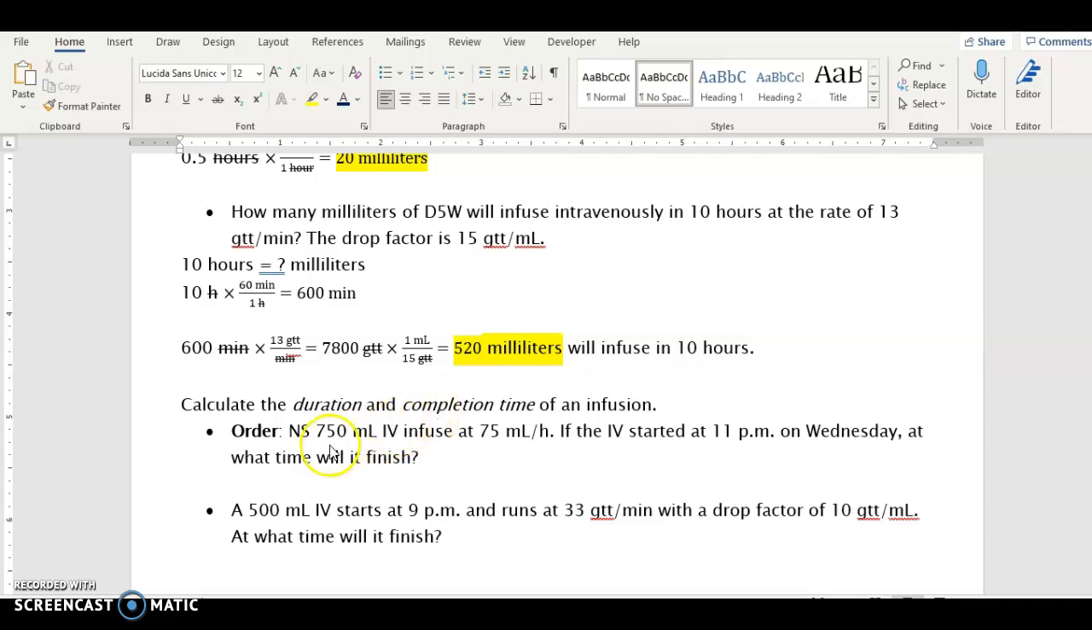Okay, so in the first example, it says that we have an order for normal saline 750 milliliters IV to infuse at 75 milliliters per hour. And it says that the IV started at 11 p.m. on a Wednesday. At what time will it finish?